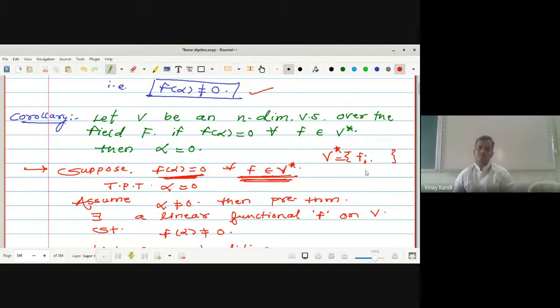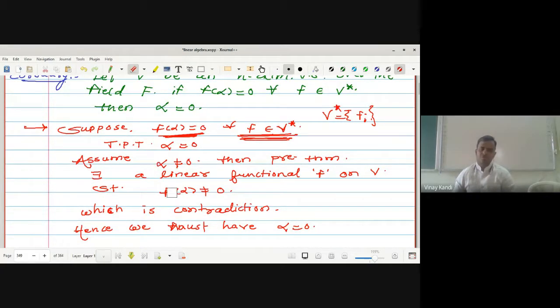Okay, f1, f2 up to fn. For all fi, we have fi of alpha is equal to 0. But by the previous theorem, if alpha is not equal to 0, then f of alpha is also not equal to 0. There exists at least one function f on V such that f of alpha is not equal to 0. But this statement is a contradiction to our given statement. Hence we must have alpha equal to 0. Any doubt? No, sir.